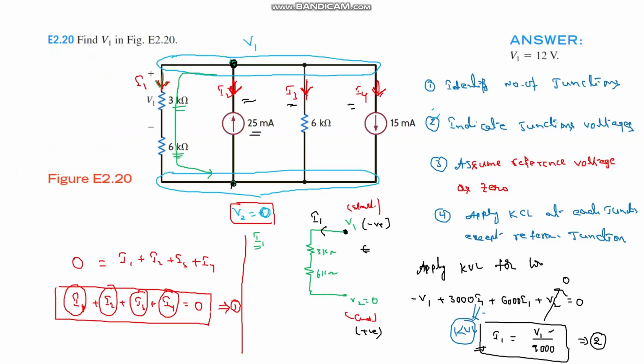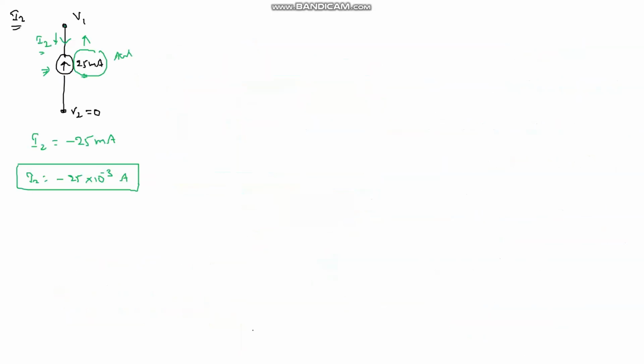So directly we got the I2 equation, not in terms of V1 and V2. Here we got the value of I2 directly. But in the first case, we got an expression for I1; we won't get the value of I1 directly.